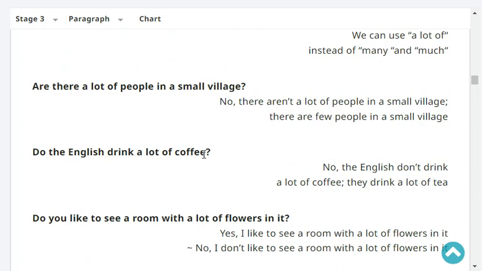Are there a lot of people in a small village? No, there aren't a lot of people in a small village. There are few people in a small village. Very good.